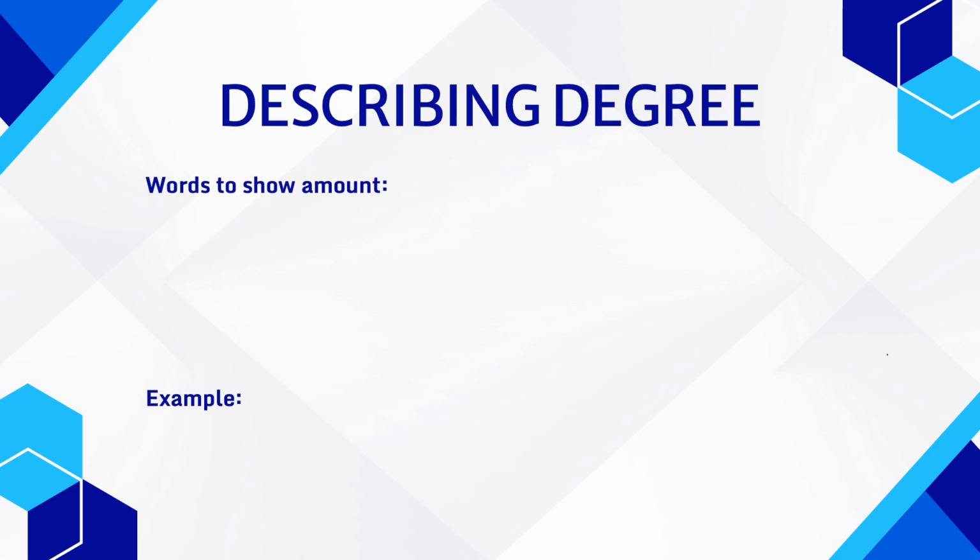Now, let's learn some words for describing degree. Degree is another word for amount. So these are words to show the amount something changed. Slightly, that means not very much. Gradually, that means a slow change. Significantly means a large change. Sharply means a quick change. And steadily means a slow but stable change.